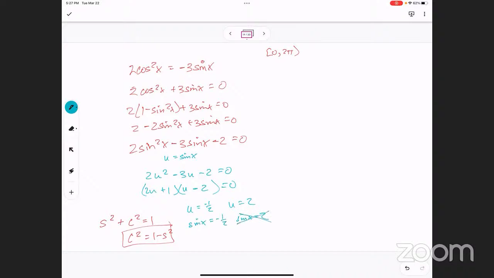That can't happen because you can't have a sine bigger than 1, because the sine is the opposite over hypotenuse and the opposite is always smaller or equal to the hypotenuse. And then this one is just going to be wherever the sine, which is the y, is -1/2, in the 3rd and 4th quadrants, which is 7 pi over 6, 11 pi over 6. Yeah, sounds right.